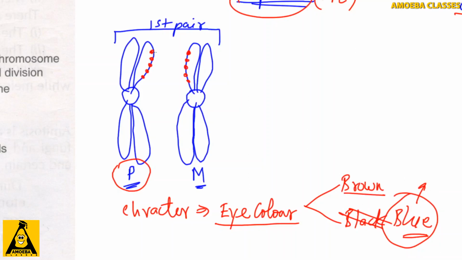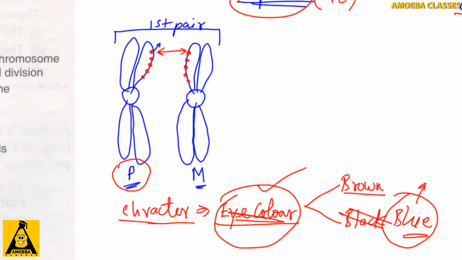Suppose this is the character, and this character is representing eye color. At the same loci, the same position, both genes will be representing the same character, that is the eye color. But what is the catch here? Suppose the father's gene carries brown eye color, and the mother has blue eye color. That means these chromosomes are similar.